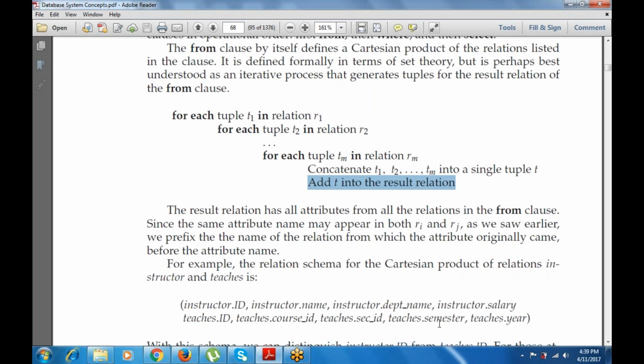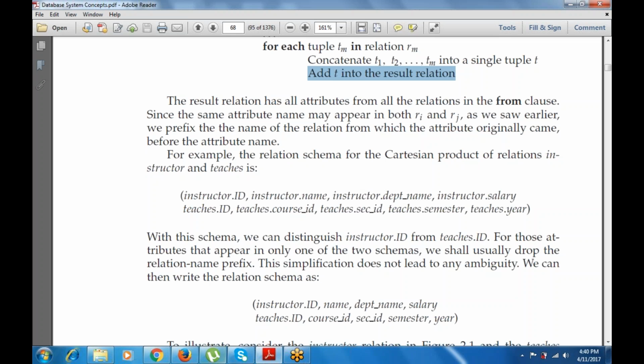If you see, four fields, ID, name, department name, and salary, are from the instructor table. Then ID, course ID, section ID, semester, year are from the teaches table. So four fields from one table, five fields from the other. So there are two tables used over here, one is instructor, one is teaches. And with this schema, we can differentiate the instructor ID from the teacher's ID.